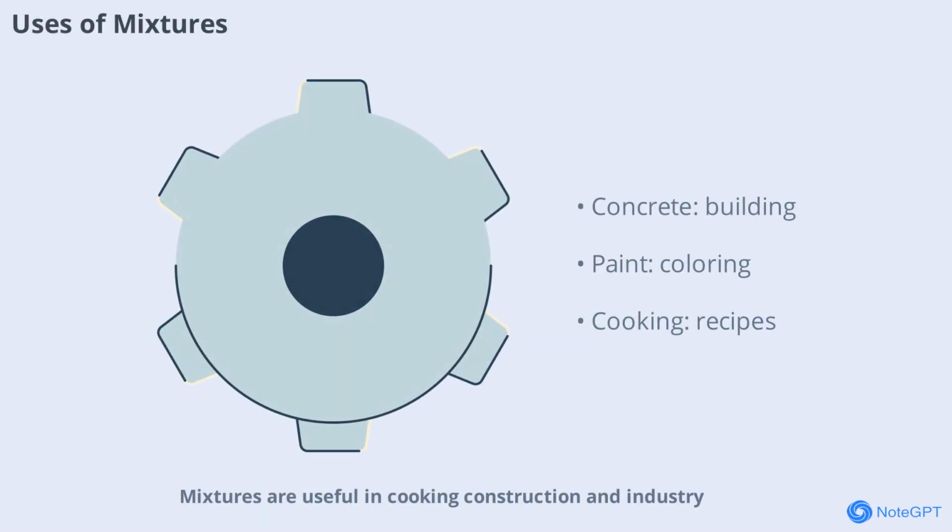Mixtures are useful in cooking, construction, and industry. Concrete is a mixture of cement, sand, and gravel. Paint is a mixture of pigments and liquids. Mixtures allow us to create materials with specific properties for different uses.